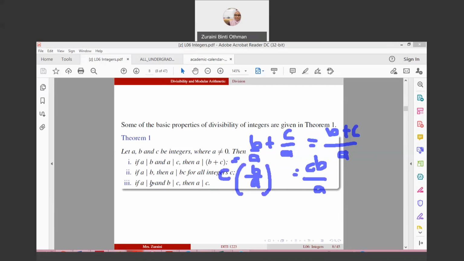Third, if a divides b and b divides c, then a divides c. So we have a divides b and another, b divides c. If we chain these together, we can cancel b, so it becomes a divides c. So this is Theorem 1.